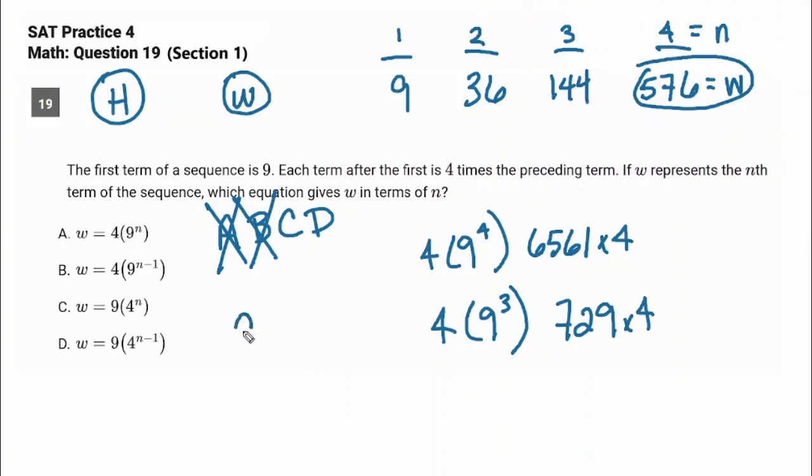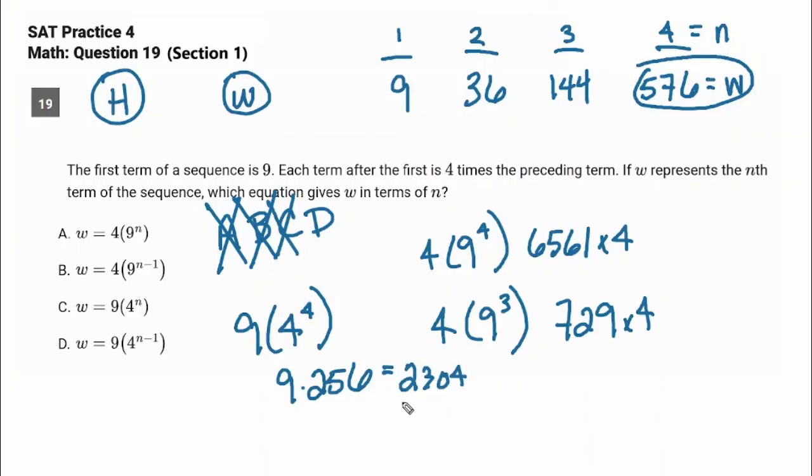C, 9 times 4 to the what? 4 to the 4th. Okay, 4 to the 4th, that's 256. 9 times 256, you can ballpark this. It's not going to be 576, but if you want, it's 2,304. Obviously too big. Man, I hope D works.